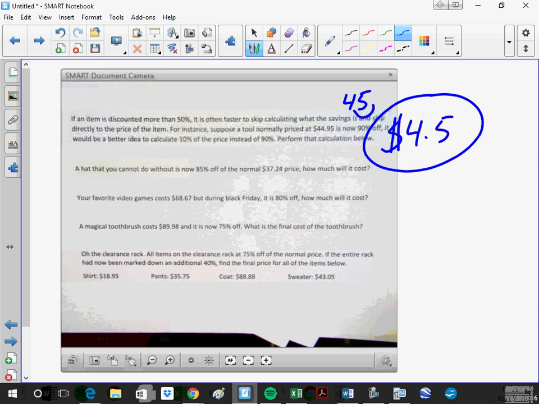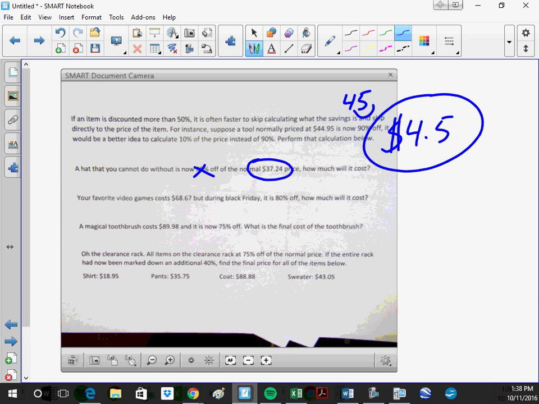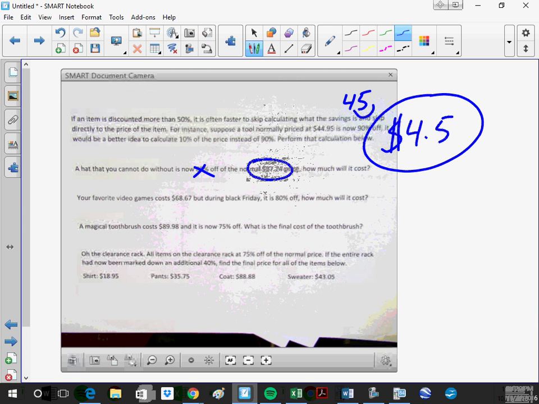A hat that you cannot do without is now 85% off. I'm going to forget the whole 85%, and instead, I'm going to calculate 15%. So I skip the sale price, or the price discount, and go straight to the ending price. So, $37.24. What would you round that to? You could round it to 38. You could round it to 36. Could you even round it to 40? If you rounded it to 40, that's kind of a stretch, so you need to adapt it a little bit later. Let's try a couple of those.